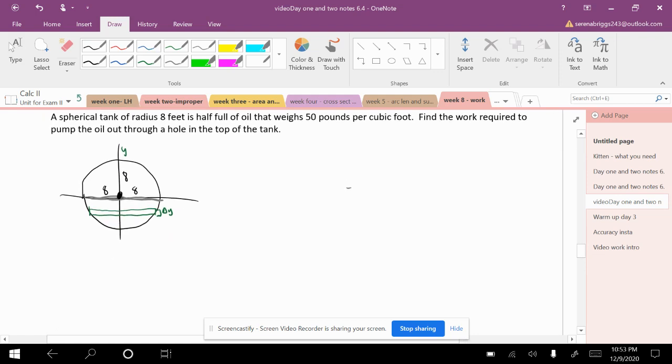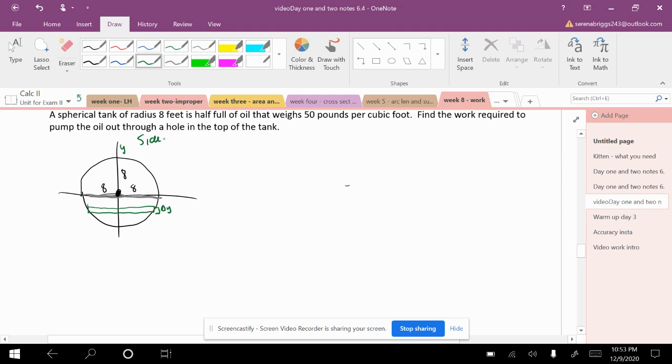Okay. Now this isn't 2D, this is a side view. The tank is 3D. So this object, this slice, is not a rectangle. It is a cylinder. And I know that its height is delta y. Now, the only thing I can do with the cylinder is get that volume. So I'm going to begin with the volume of the slice, or delta V. And that is a cylinder, so it would be pi radius squared height. And I know my height already is going to be delta y. What I need is my radius.